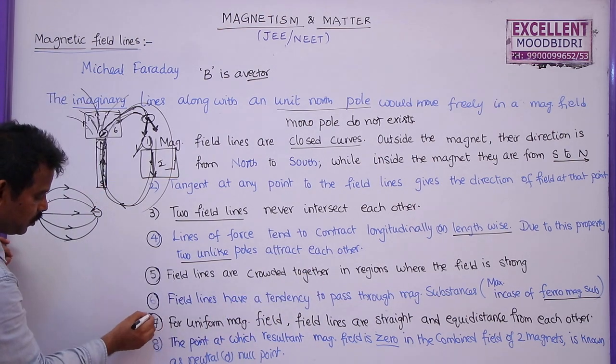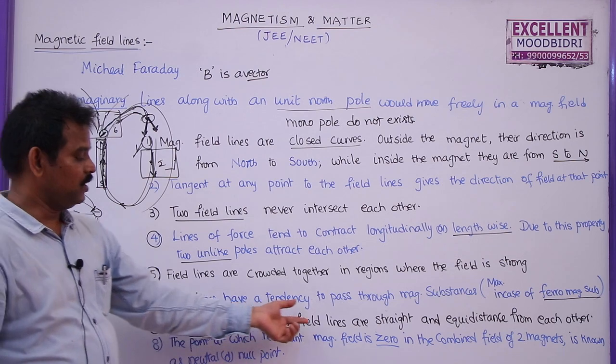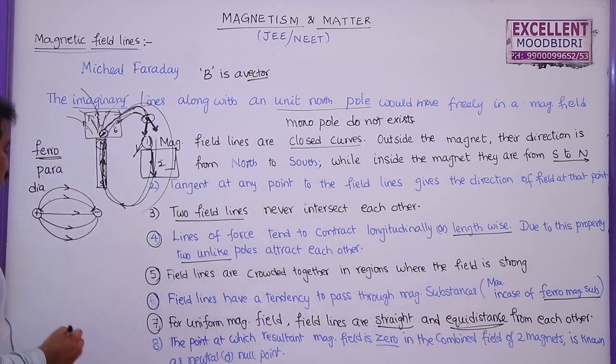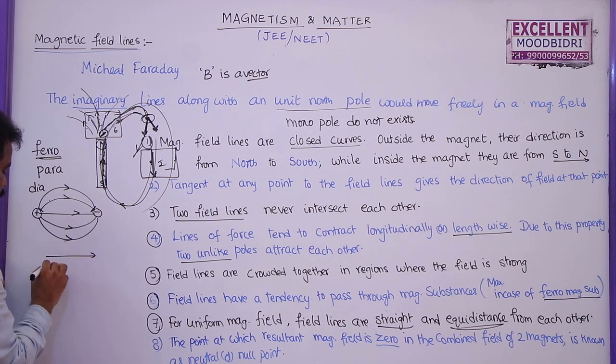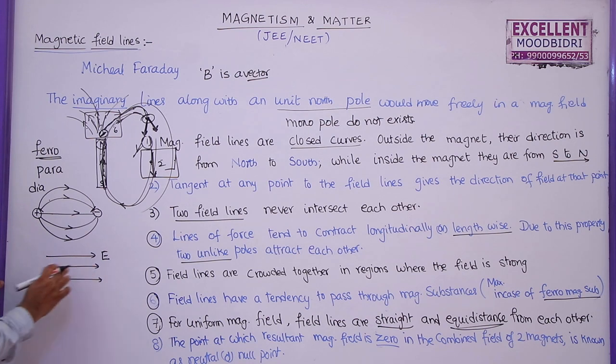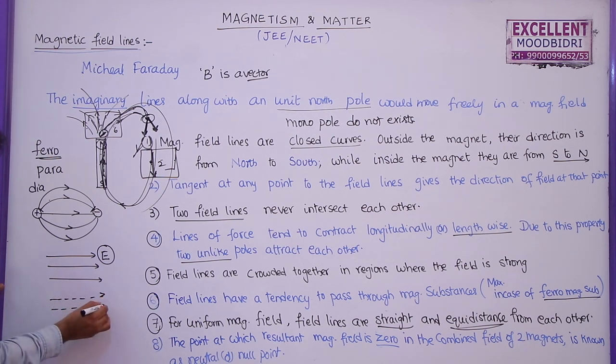Seventh one, for a uniform magnetic field, field lines are straight as well as equidistant from each other, just like an electric field. To represent a uniform electric field, generally we use field lines which are straight as well as equidistant from each other. This is called a uniform electric field. Similarly, to represent a magnetic field also, if the field lines are represented with straight lines which are equidistant from each other, this is named a uniform magnetic field.